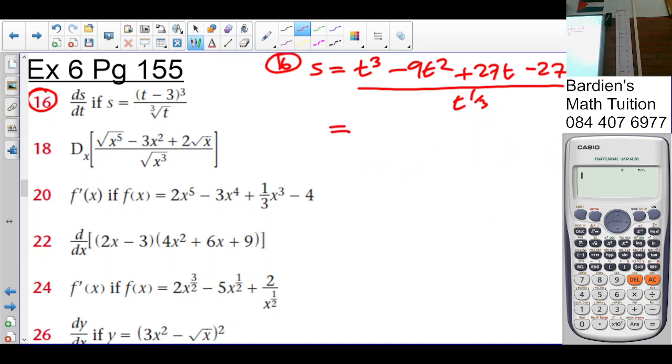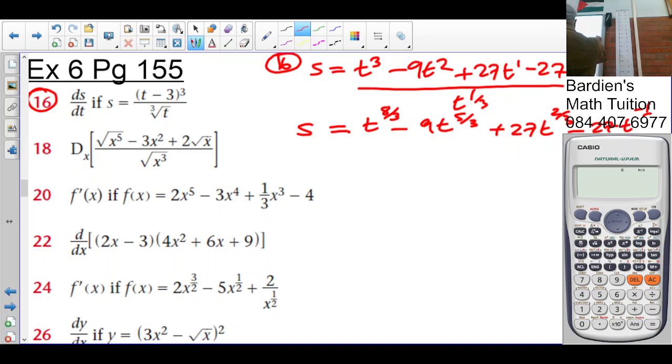Now we put each one over its own, so it's s. So it's going to be t cubed over t to the third. It's going to be t to the 8/3. Let's check if that's correct. Right, minus 9t. 2 minus a third is going to be 6, is 5/3, plus 27t. 1 minus a third is 2/3, minus 27 over t to the third is going to be 27t to the minus a third.